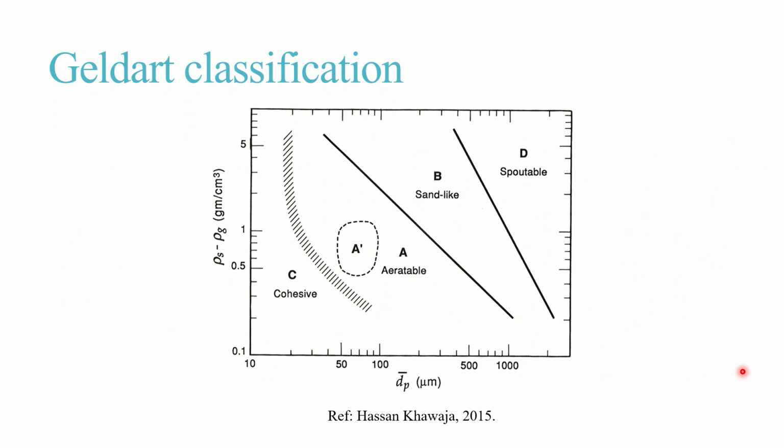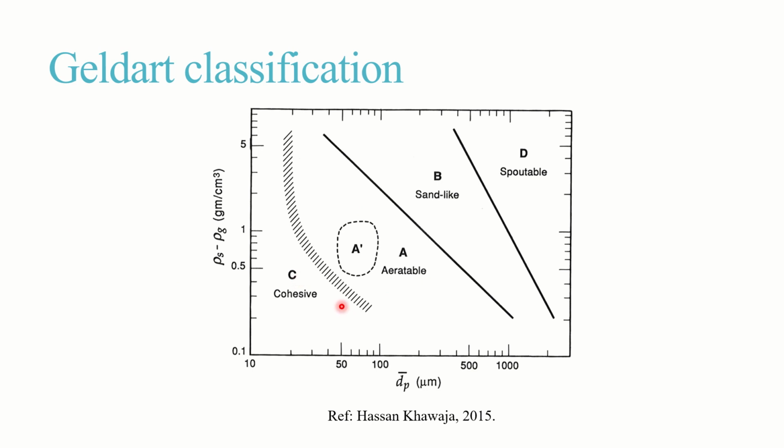The next aspect is that not all particles behave the same inside the fluidized bed. For example, there are larger size particles and there are smaller size particles. So depending on the particle size and the particle density, the particles would behave differently inside the fluidized bed. To understand how the particles behave inside the fluidized bed, Geldart gave the classification of the particles into 4 categories: A, B, C and D.